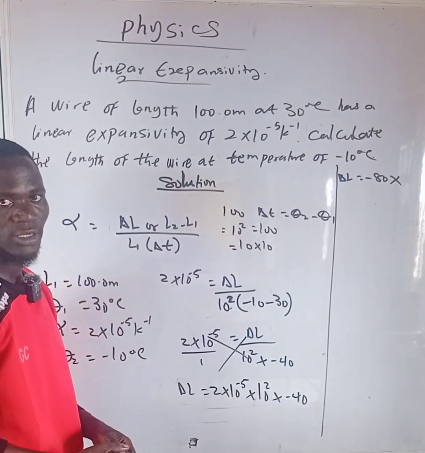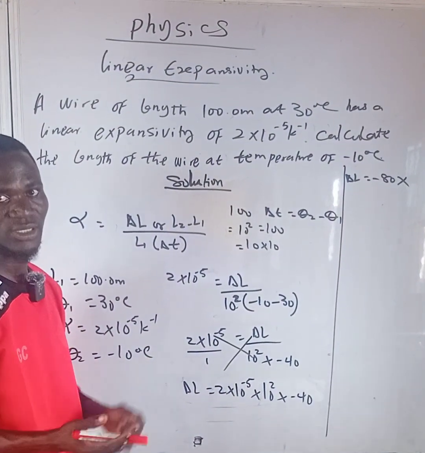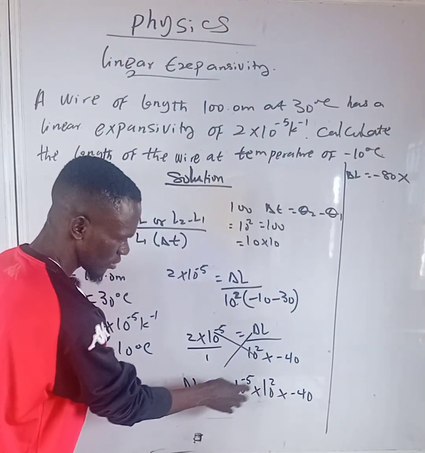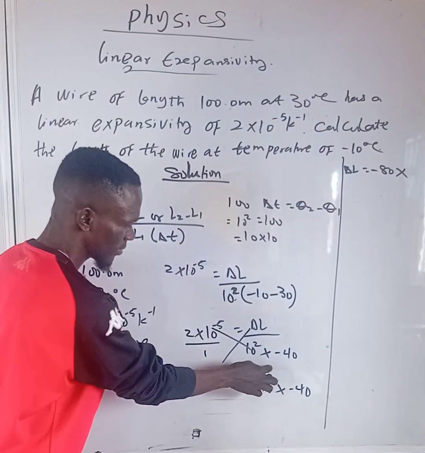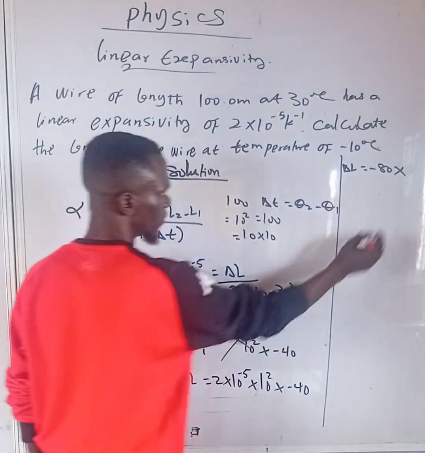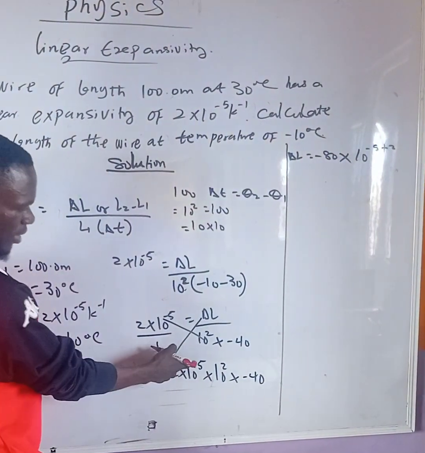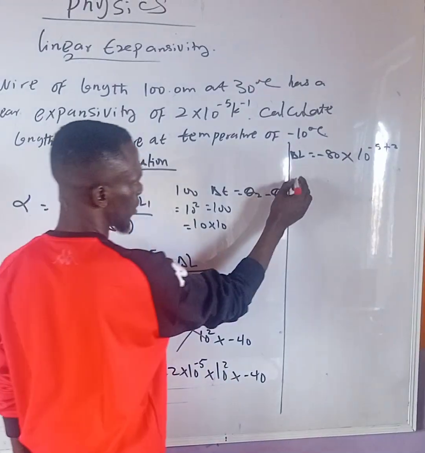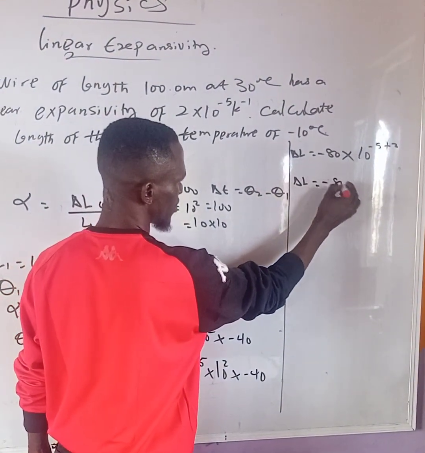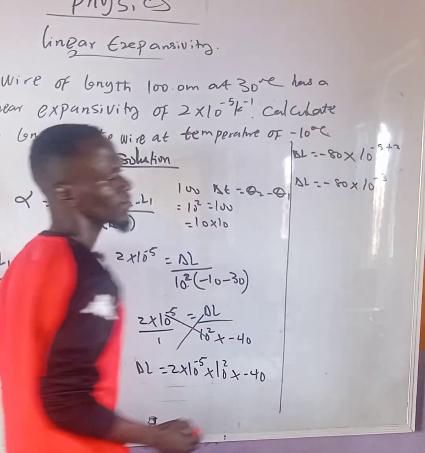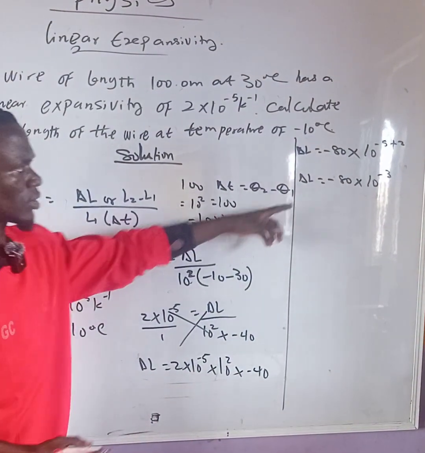This is likely what now? Law of indices, right? Which is the multiplication law. We have the same base, so just pick one of the bases and you add the powers together. So let's do that now. We have 10 raised to the power of minus 5 plus 2. Minus 5 plus 2. So we have change in length equals to minus 80 times 10 raised to the power of minus 3. Right?